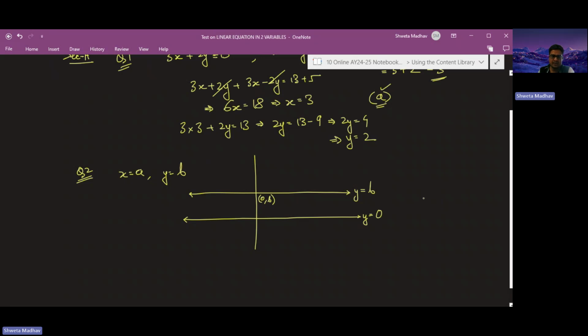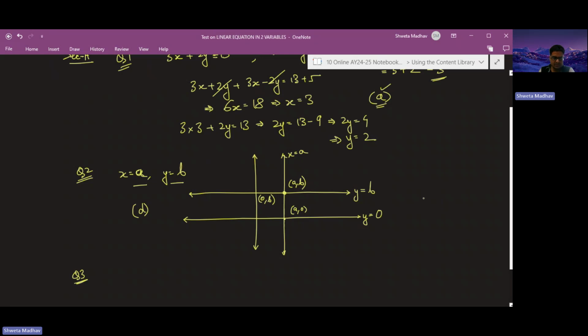And x equals a is also a straight line which is parallel to the y-axis, and it will intersect the x-axis at the point (a, 0). So it means that these two lines will intersect each other at the point (a, b). So I can say these represent two straight lines which will intersect at the point (a, b). So option D is the correct answer.